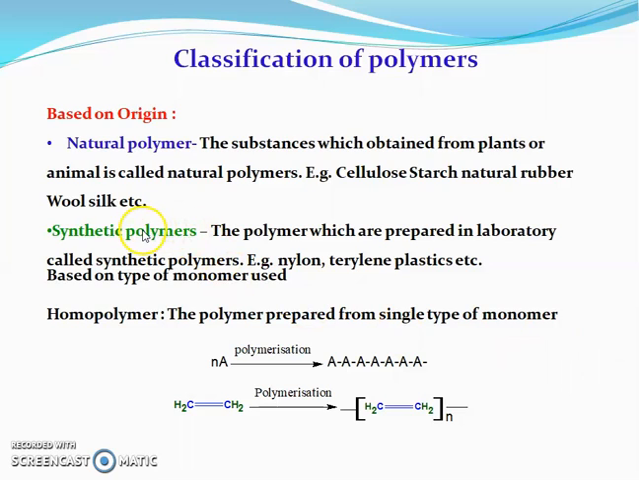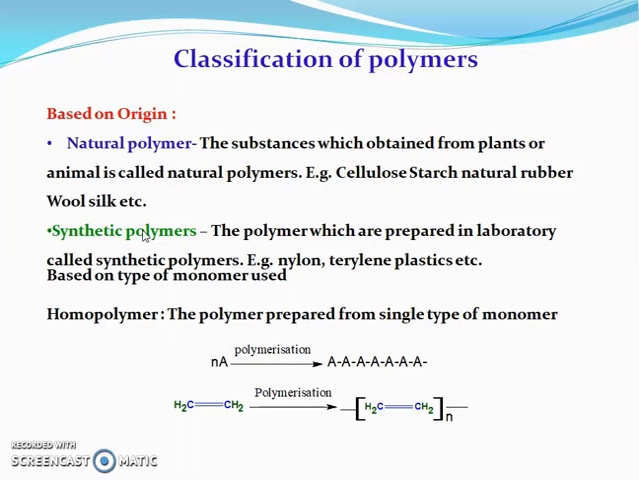Now the second type is synthetic polymers. Synthetic polymers are polymers which are prepared in the laboratory or industry by addition or condensation reactions of simple molecules. They are also known as man-made polymers. For example, nylon, terylene, polystyrene, plastics, etc.